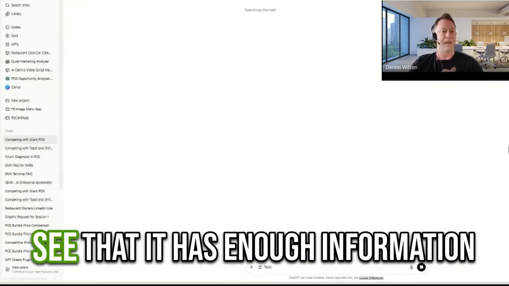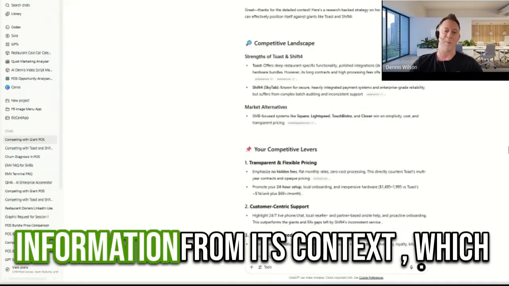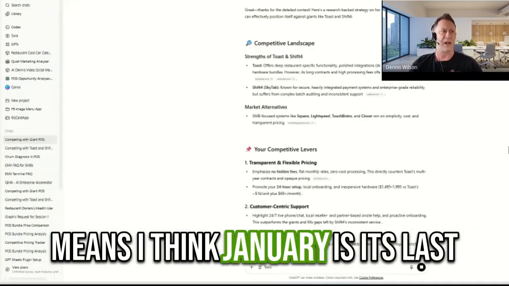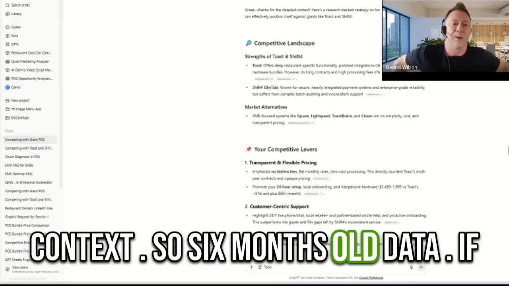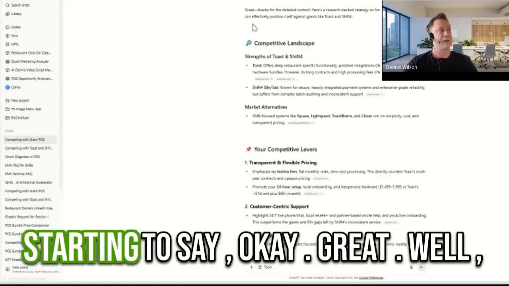And right away, you can see that it has enough information that it's running off to search the web. It's not just pulling information from its context, which means I think January is its last context. So 6 months old data. If you don't do this, you're getting 6 months old data. And now it's starting to say, okay, great.